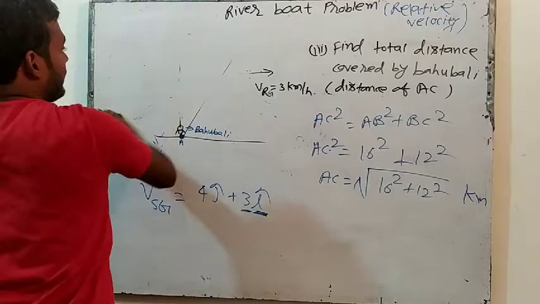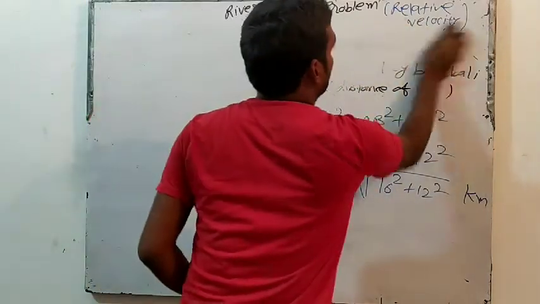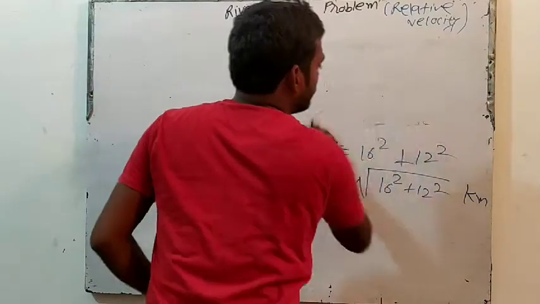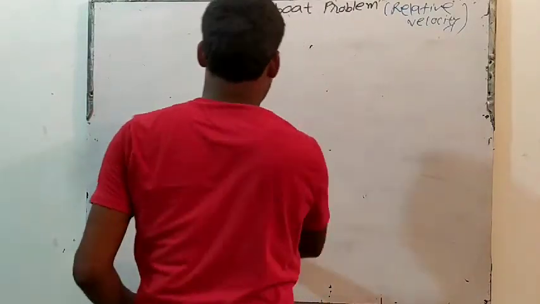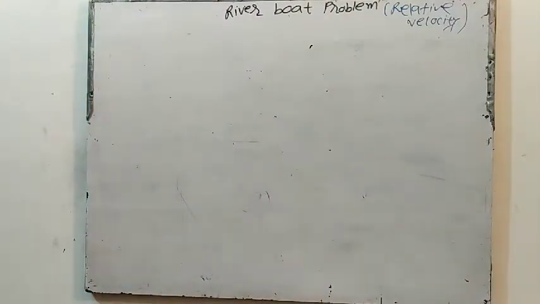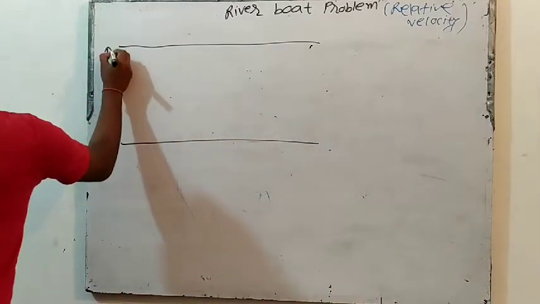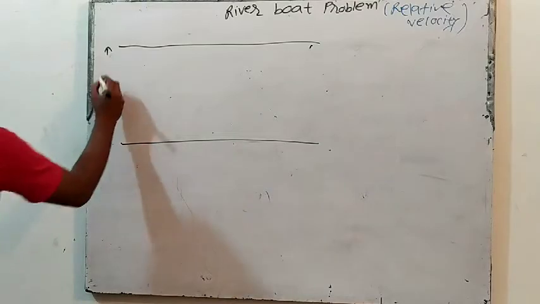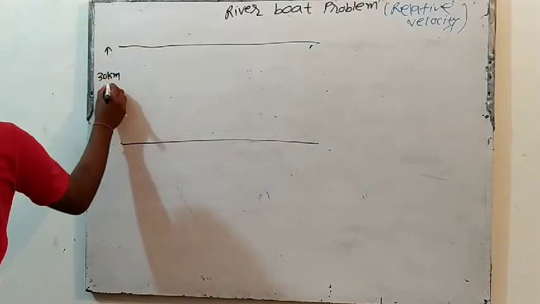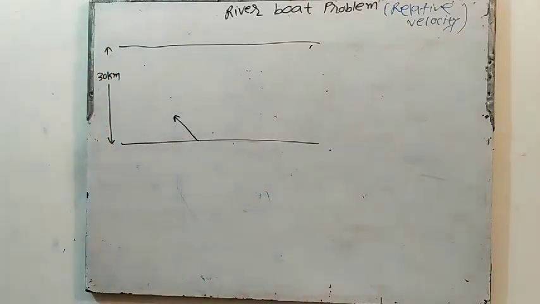Now the next question I will do fastly. So the next question is like this. This is the river, and the width of the river is 30 kilometers. This width is 30 kilometers and now Bahubali will go like this.